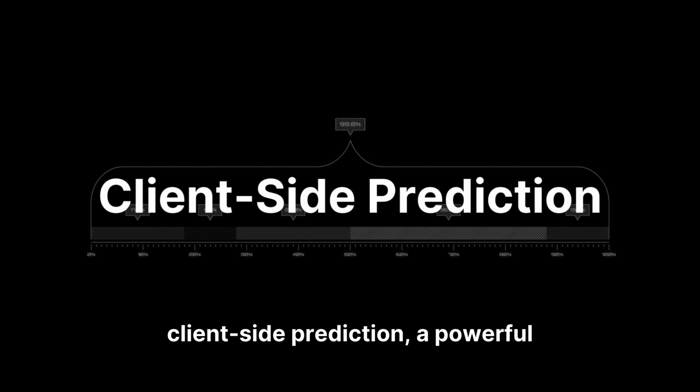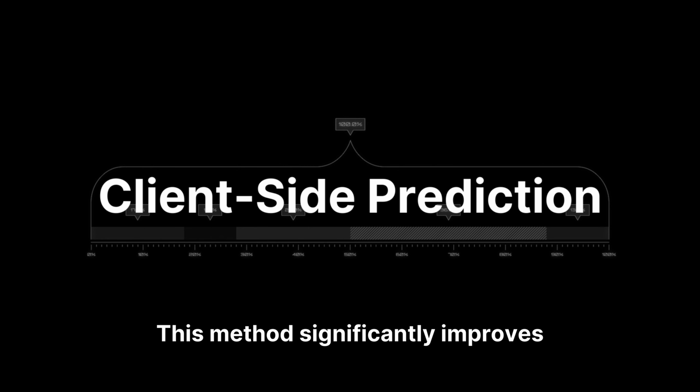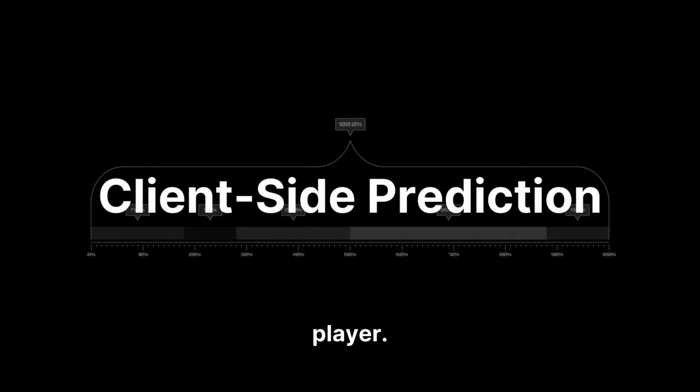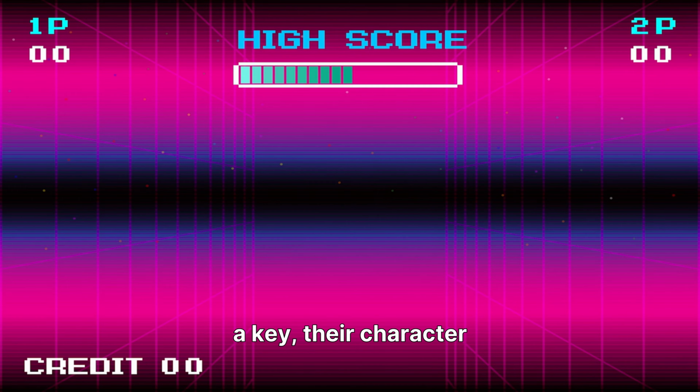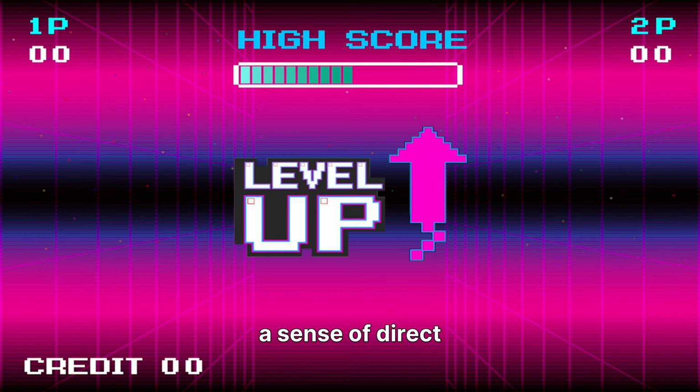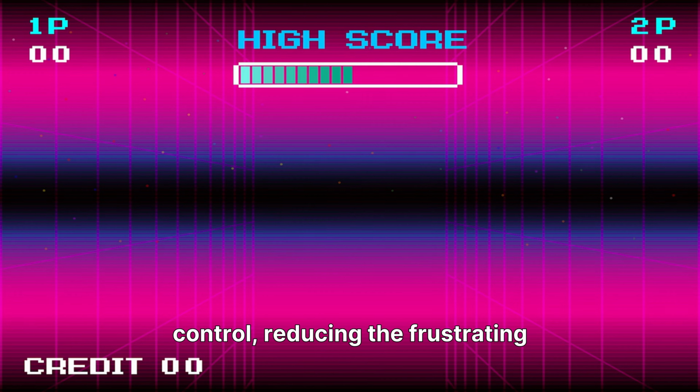Next, we'll delve into client-side prediction, a powerful technique to mask latency by immediately executing player actions on the client. This method significantly improves the perceived responsiveness of the game, making it feel much more immediate and fluid for the player. When a player presses a key, their character moves instantly on their screen, even before the server acknowledges the action. This immediate feedback creates a sense of direct control, reducing the frustrating delay that can occur in high-latency environments.